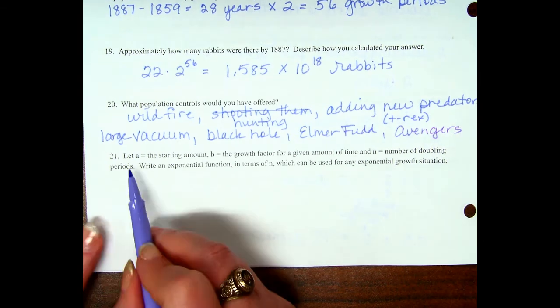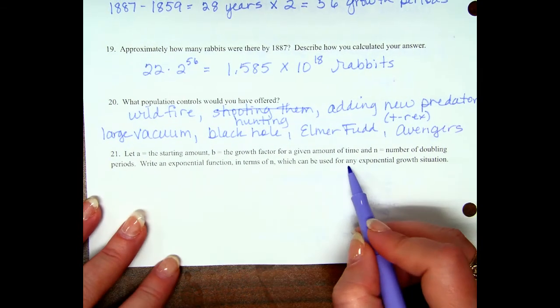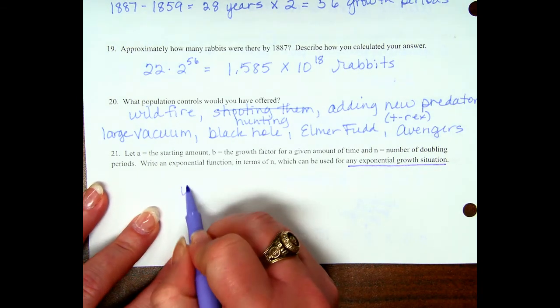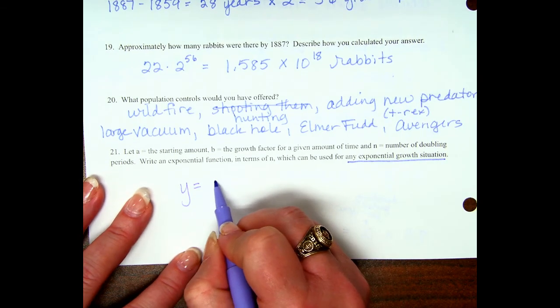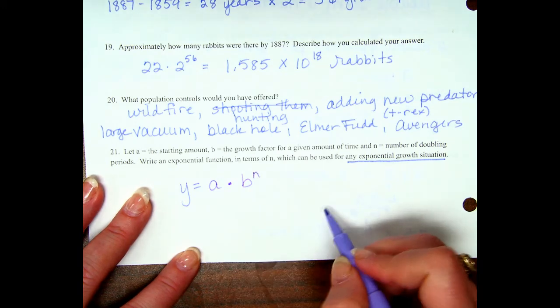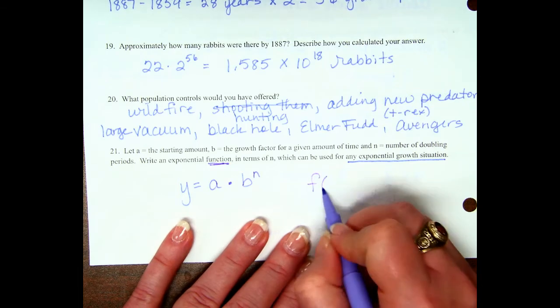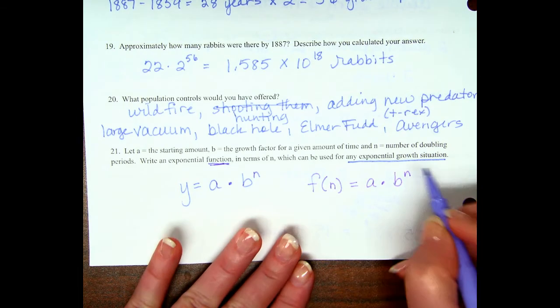Avengers. Let A be the starting amount, B be the growth factor for a given amount of time, and N be the number of doubling periods. Write an exponential function in terms of N that can be used for any exponential growth situations. Y equals what? A times B to the N. Or specifically, if we're being picky and it's saying function, we would have f of n equals A times B to the N.